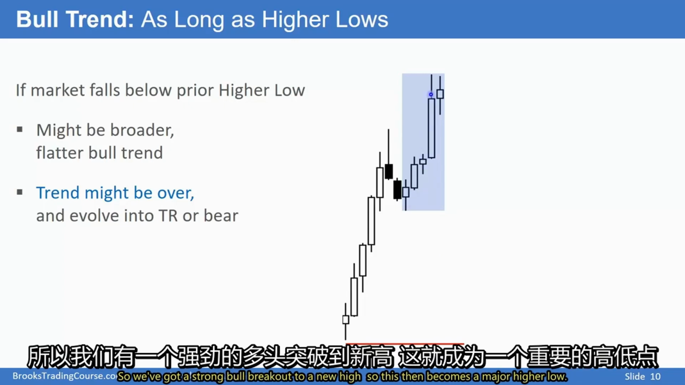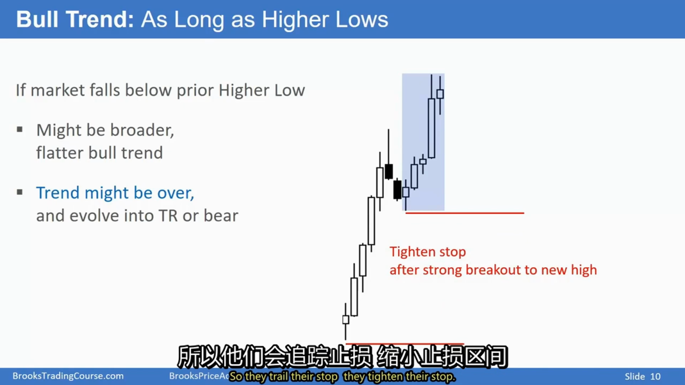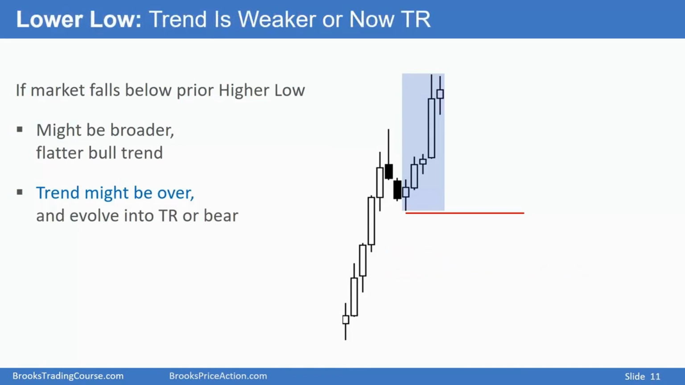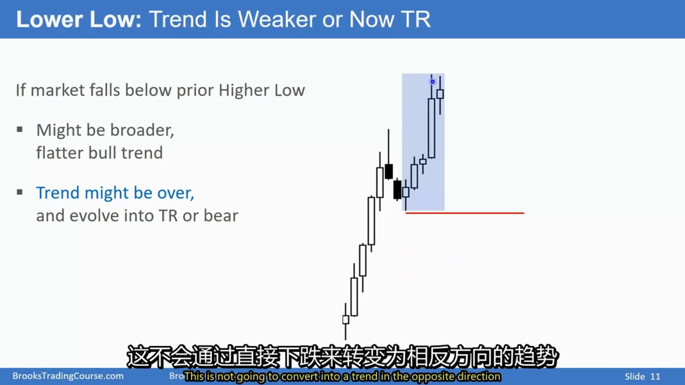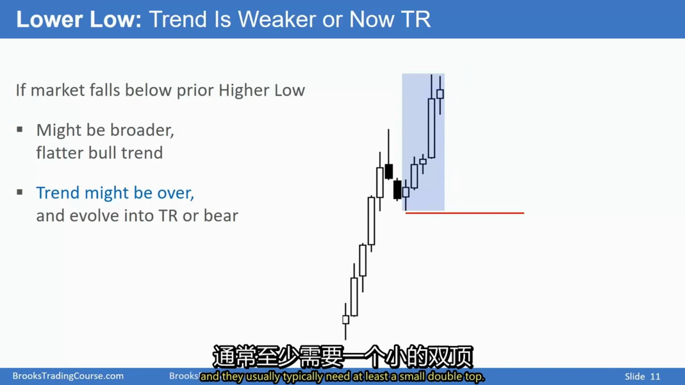So we got a strong bull breakout to a new high. So this then becomes a major higher low. Once you see this, bulls raise their stop from here to there. So they trail their stop, they tighten their stop. This is not going to convert into a trend in the opposite direction by falling straight down. Probably the best the bears get is a trading range, and they typically need at least a small double top.